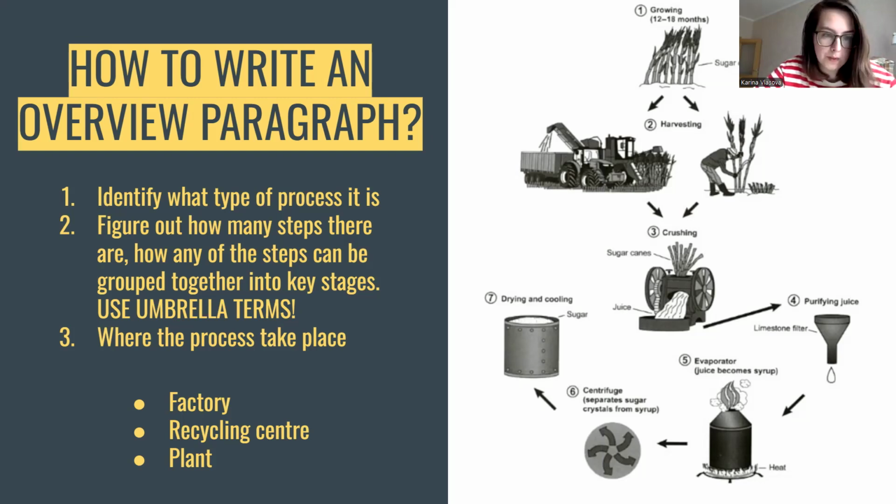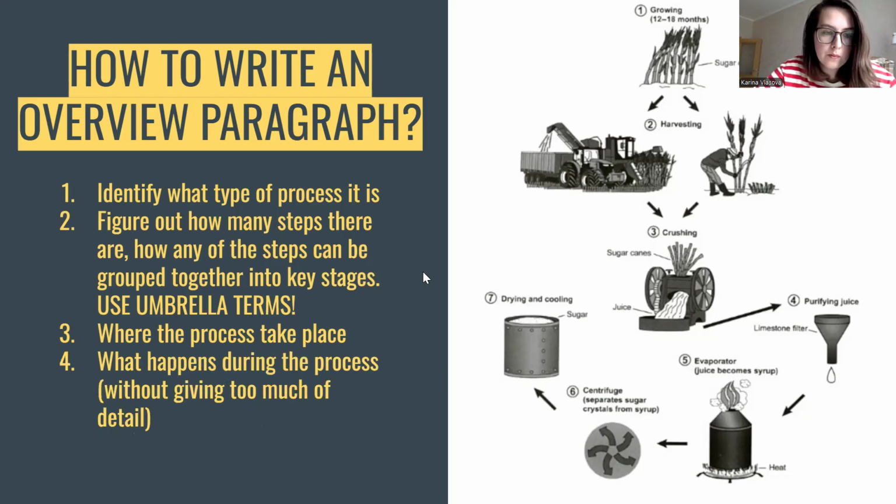The fourth rule. Okay, let's look at the fourth rule, the last but not the least. So you have to figure out what happens during the process. You can recall that today we looked at overviews which describe lots of details. You never need to do that in your overview paragraph. You just really need to combine the information, eliciting key stages, key elements.